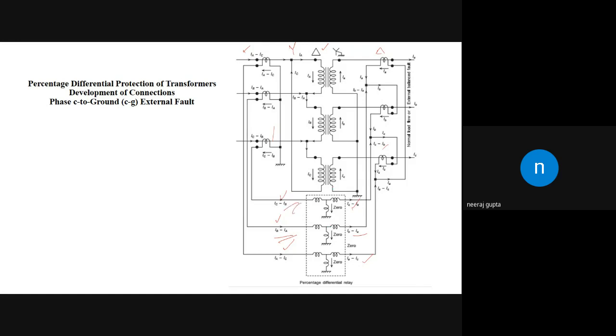Is it okay? Are you able to get it? Are you able to understand that?